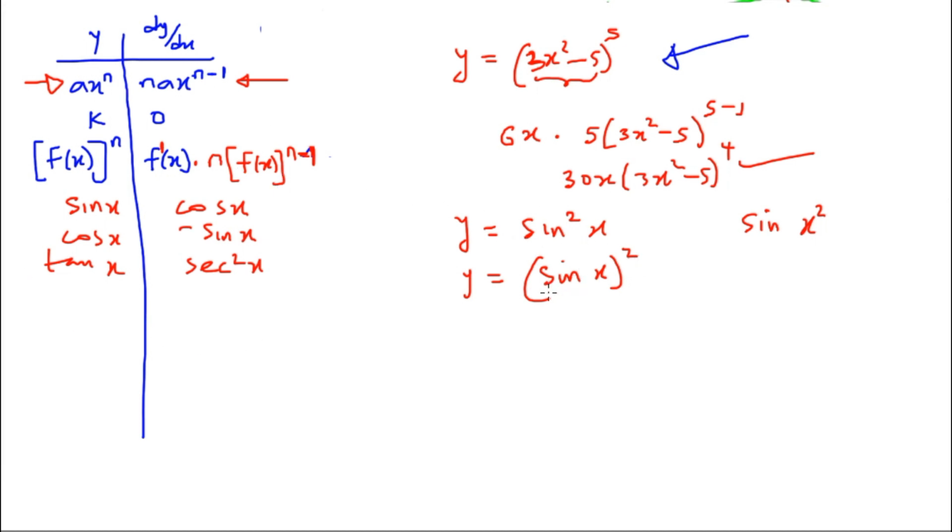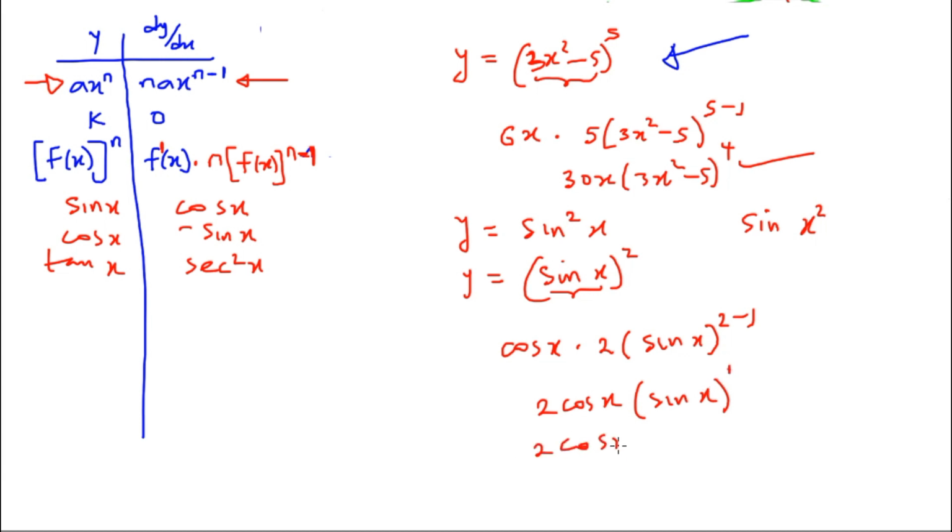I need to differentiate what I have inside the bracket. If I differentiate sine, I will have cos x, so I need to put a dot. Then I do the normal differentiation of what I have inside the bracket, which is 2, then sine x, then 2 minus 1. So I will have 2 cos x into sine x raised to power 1. It is the same thing as 2 cos x sine x, but you don't need to write sine raised to power 1, you can just write it like this. All right, so this will be the right answer.